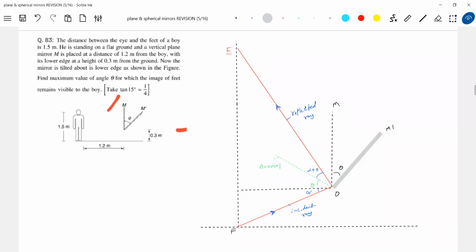So what is alpha? We have information about alpha. This is 0.3 meter and 1.2 meter. So tan alpha equals 0.3 by 1.2, so 1/4. There's tan alpha. We don't have theta, that theta has to be determined. So what is the angle of incidence? Angle of incidence should be theta plus alpha, and angle of reflection is alpha plus theta. Any help? We have to take it here.